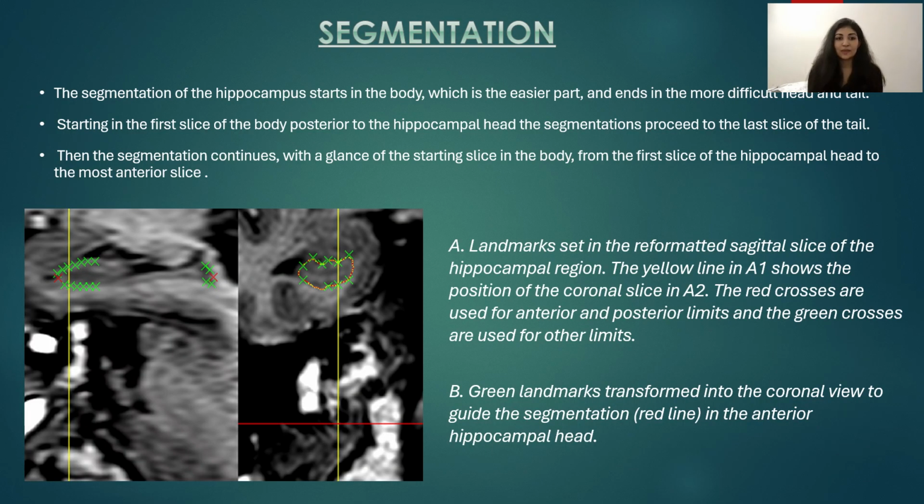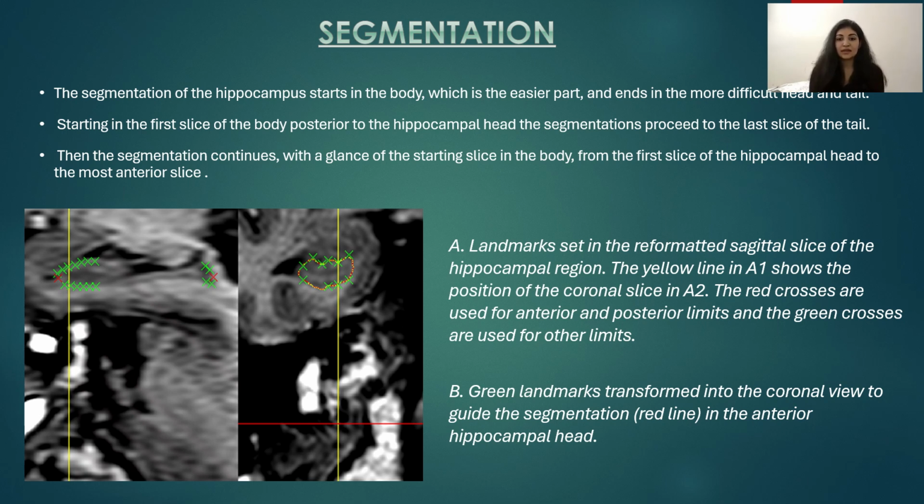The segmentation of the hippocampus starts in the body, which is the easier part, and ends in the more difficult head and tail. Starting in the first slice of the body, posterior to the hippocampal head, the segmentation process proceeds to the last slice of the tail. Then the segmentation continues from the starting slice in the body to the first slice of the hippocampal head and on to the most anterior slice.